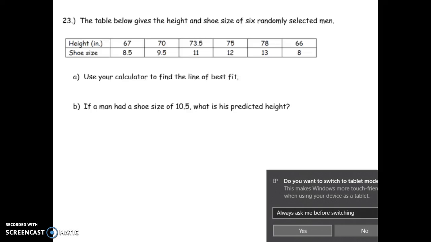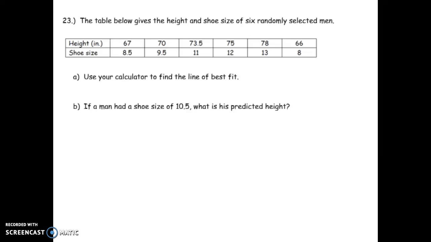Okay, so the last problem that we have, the table below gives the height and shoe size for 6 randomly selected men. We have our height, which would be our input, and our shoe size would be the output. Okay, so we're going to use the calculator to find the line of best fit.